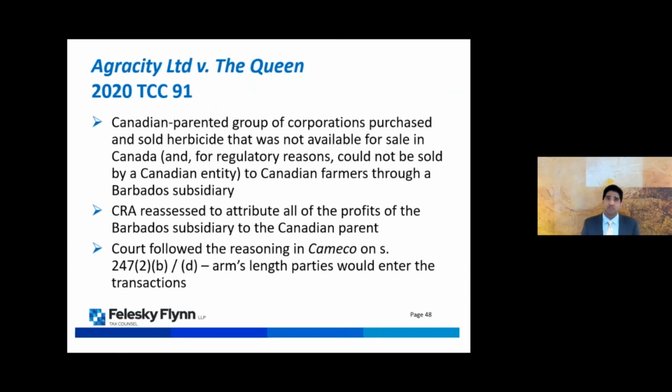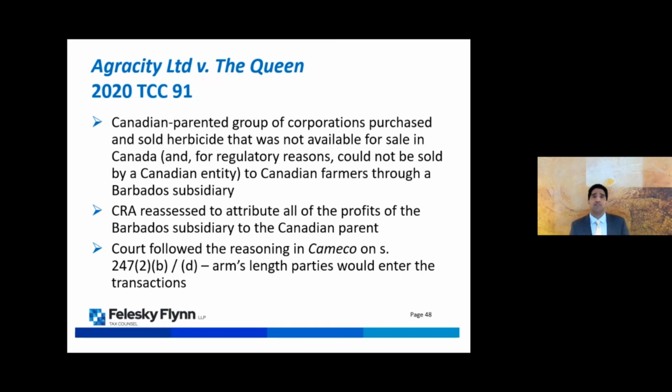The other case I want to just mention, and it came out last year, but it's very similar to the Cameco decision, is the Agri-City case. And it's actually a very similar circumstance to the Cameco case. And here we have a Canadian parented group of companies, and they wanted to buy and sell to farmers in Canada a particular herbicide. But under the regulatory regime at that time, a Canadian entity was not permitted to buy and sell that particular herbicide in Canada.